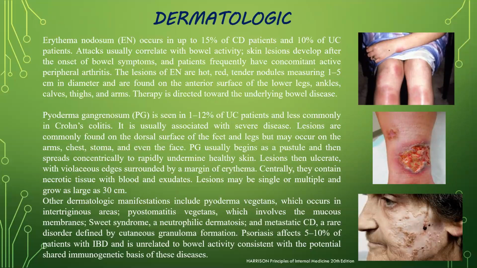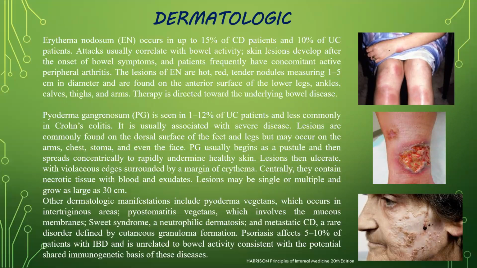Pyoderma gangrenosum is seen in up to 20% of patients with ulcerative colitis and is less common in Crohn's. It's usually associated with severe disease. Lesions are commonly found on the dorsal surface of the feet and legs, but may occur on the arm, chest, stoma, and even the face. Pyoderma usually begins as a pustule and then spreads concentrically and rapidly into the dermal skin.